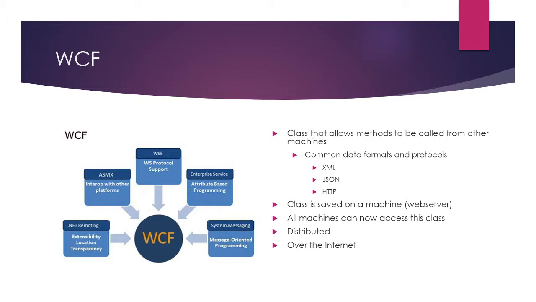Now, we've used most of those in our class. HTTP is just a standard web protocol that we use when we're running a web browser, so it's very easy for us to communicate with WCF if we're using a really common protocol like HTTP. XML and JSON are a little bit more specialized, but again, common protocols that we can use. The class itself, our service, is saved on a machine, usually a web server, and then we allow all other machines, or authorized machines, to access this saved DLL. This makes this function distributed, and it can run over the internet or it can run locally on our own network.